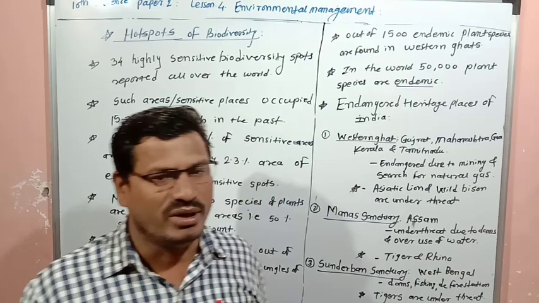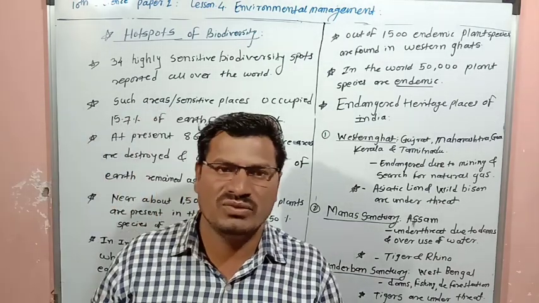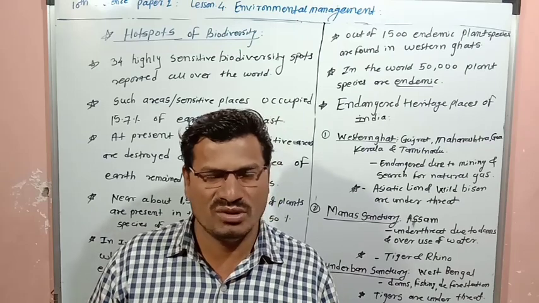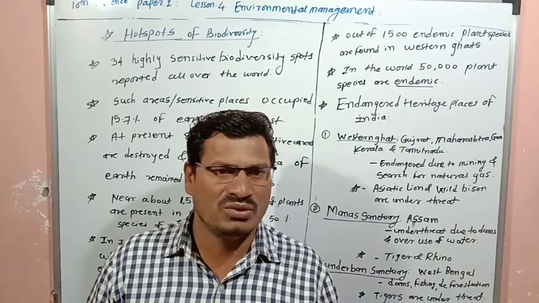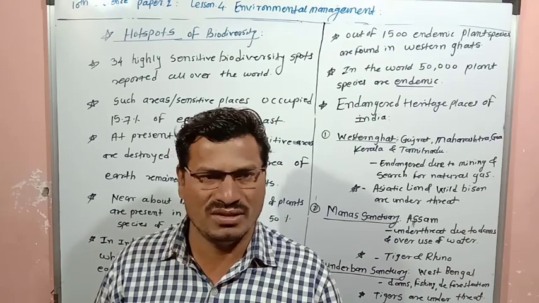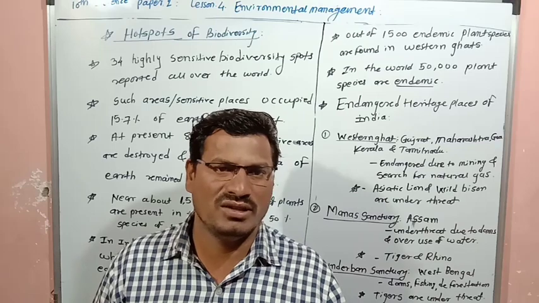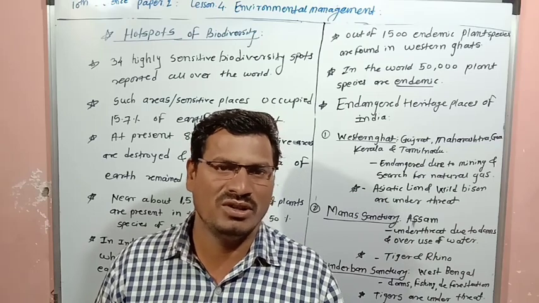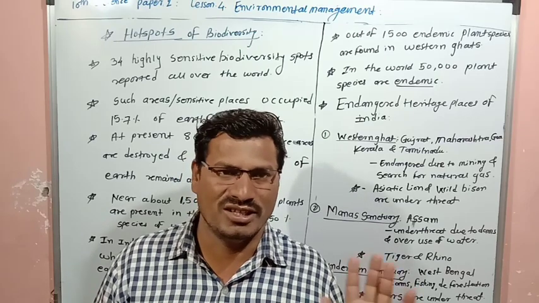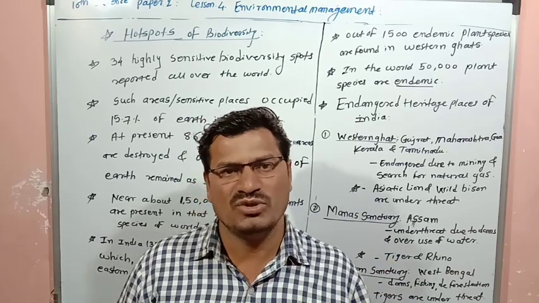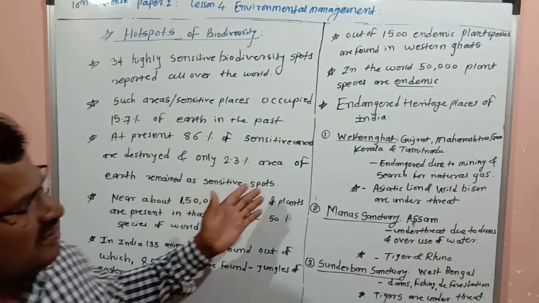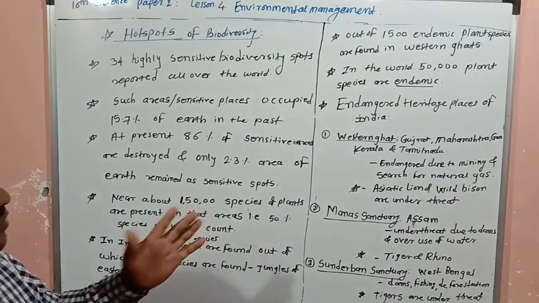Hotspots of biodiversity. Before this we have studied what we mean by biodiversity. Bio means living and diversity means different. So in a particular region or area, different living things are observed, different living organisms occur, and these come under biodiversity: diversity in living organisms or living things. In that, some points are there, and we are going to study them one by one.